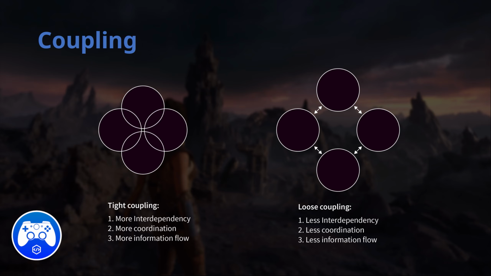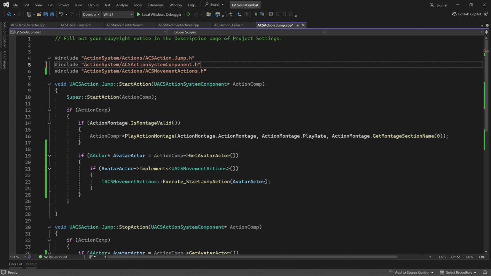But now we are using the movement actions interface for that. So this character include is not needed anymore. Our jump action is now more flexible because it is no longer coupled with the character class. We can now, for example, use the jump action with a pawn if we wanted to.